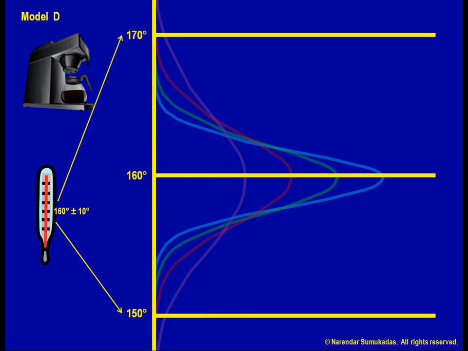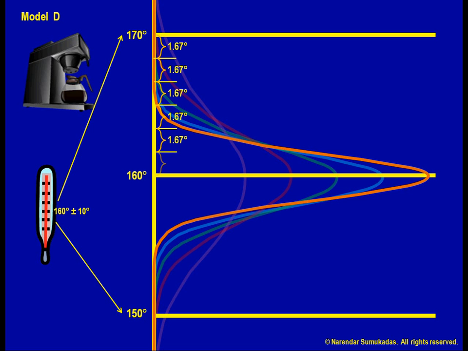Model D is the most expensive one. It can produce coffee at an average temperature of 160 degrees with a standard deviation of only 1.67 degrees. I calculate that 6 standard deviations on either side of the mean will fit within my advertised range of 160 plus or minus 10 degrees. We call this machine capable at the 6 sigma level.